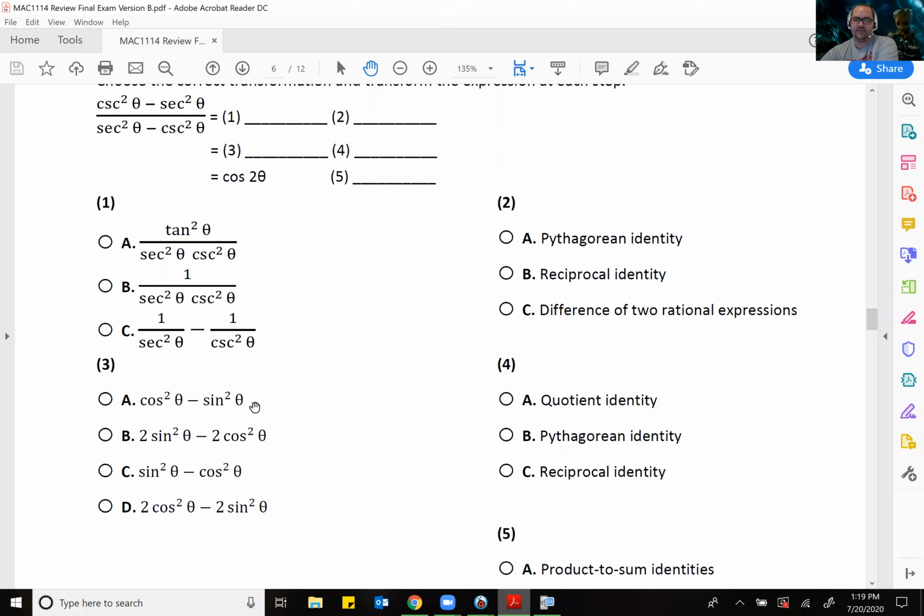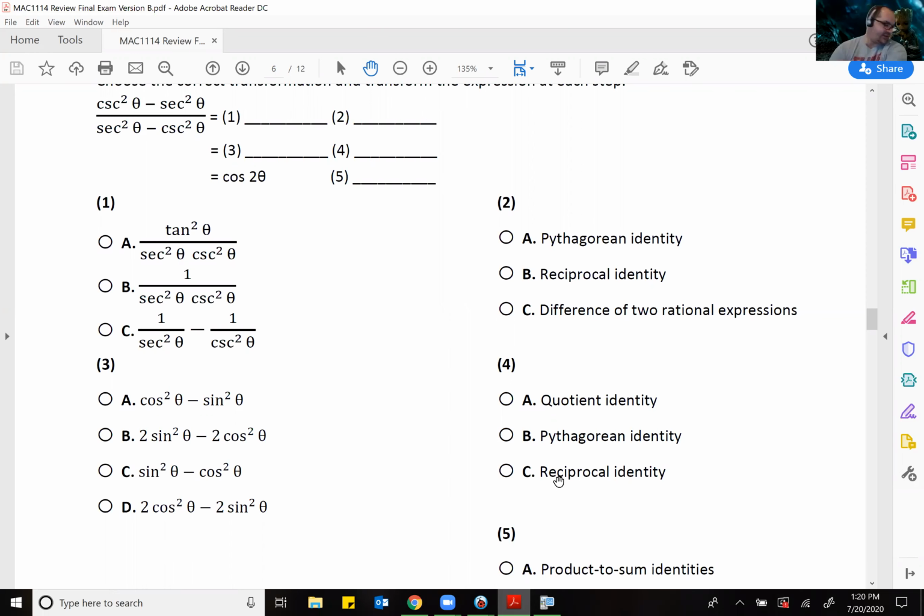And the reason why? Well, what did we do? All we did was we just took reciprocals. Reciprocal identity. Which is C for part 4. So you're going to choose A and then C.